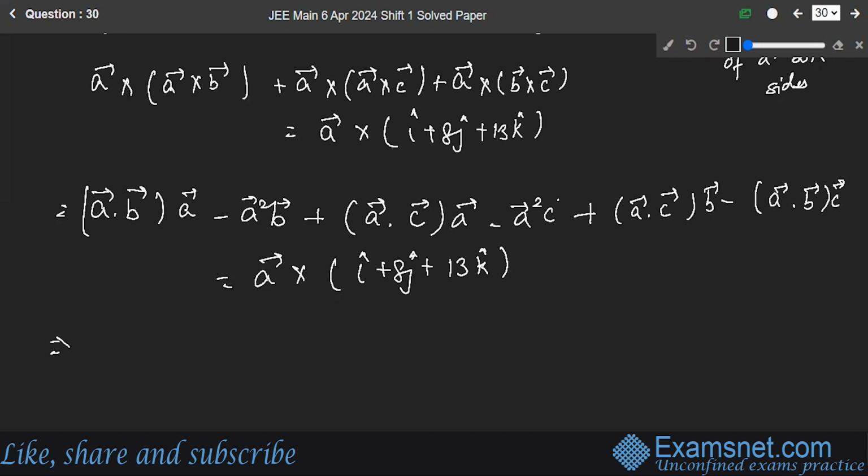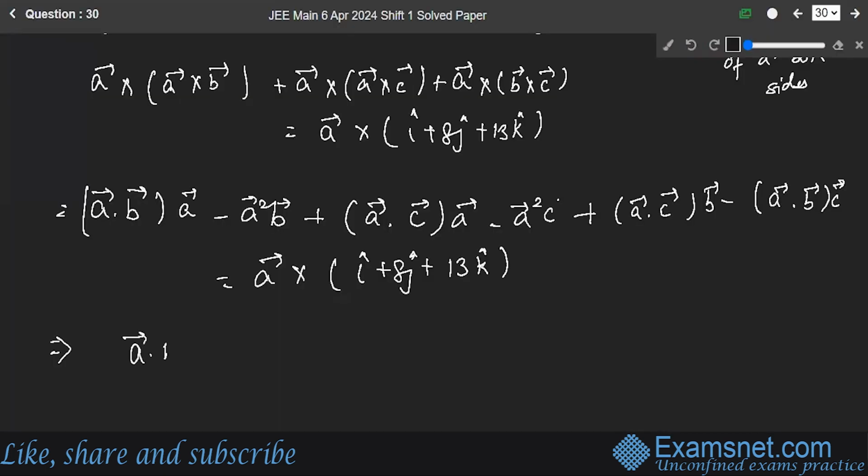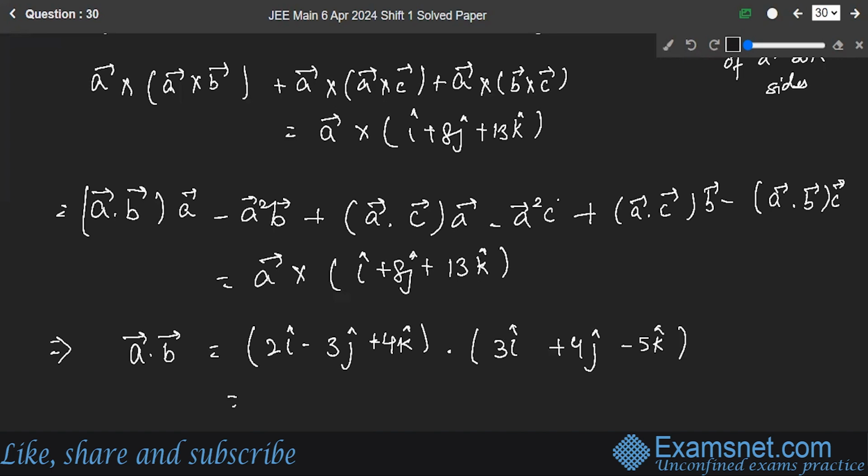Right. So this gives me, first of all, let's find out the dot product of A and B vector. This is (2i, 3j, 4k) dot (3i, 4j and minus 5k). This will give me 6 plus 12 minus 20. So that's equal to 18 minus 20, which is minus 2, so this is equal to minus 26.